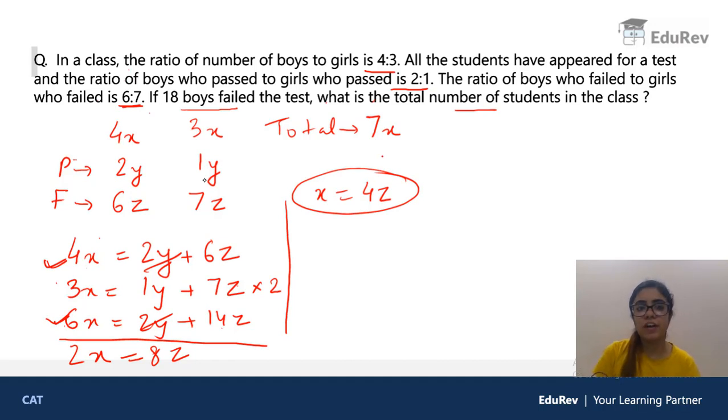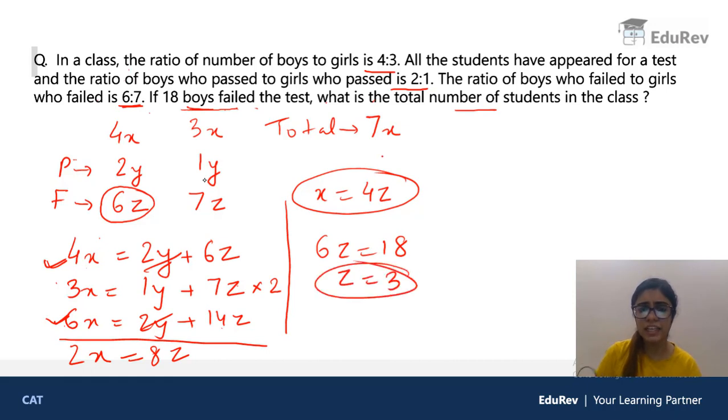They've also specified that 18 boys have failed the test. As per our value, we have 6z boys who have failed the test. So can I say 6z is equal to 18? So z is equal to 3. Correct? I'll substitute this value here. So your x is equal to 4 into 3, which is 12.